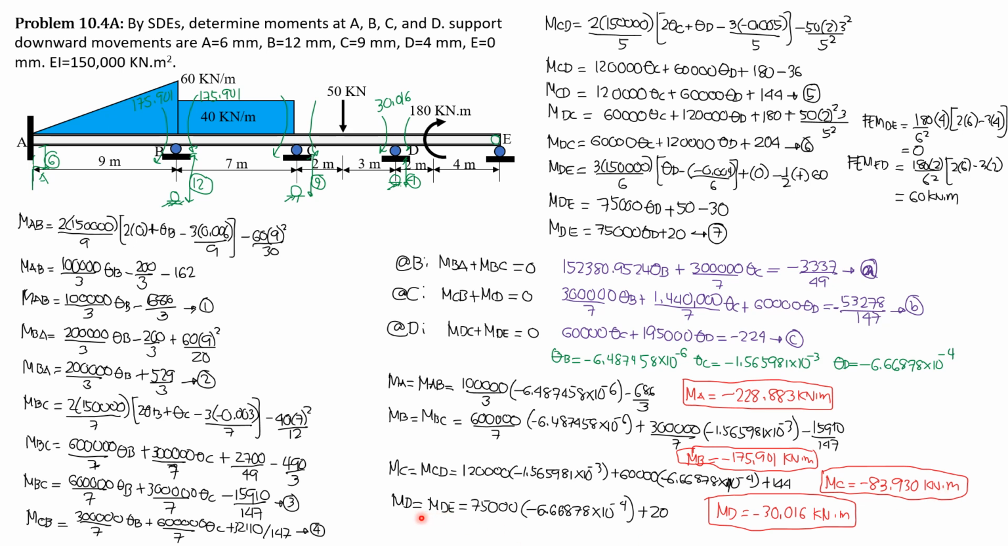Then finally, moment D is moment DE, 75,000 of theta D plus 20, and we obtain negative 30.06 kilonewton meter. So that's it for this video.